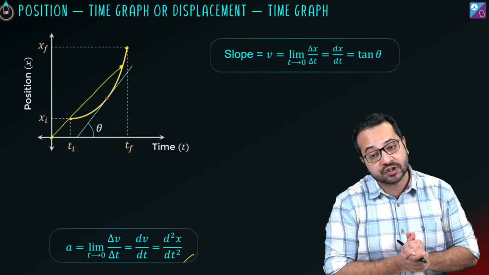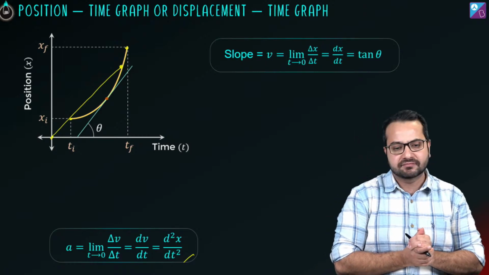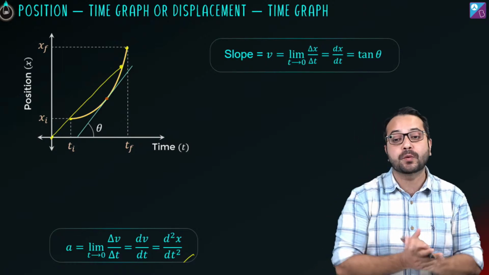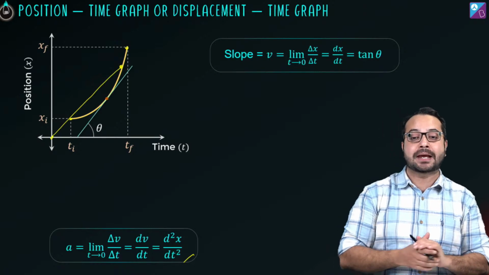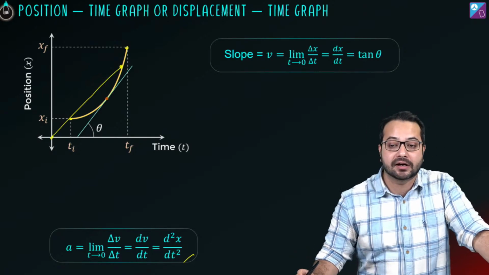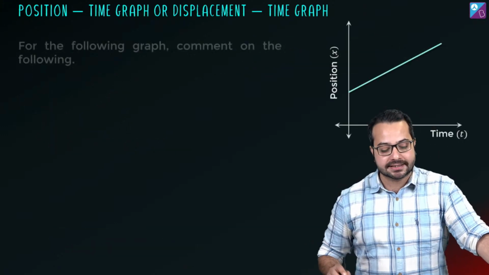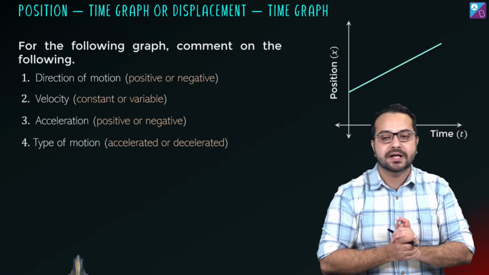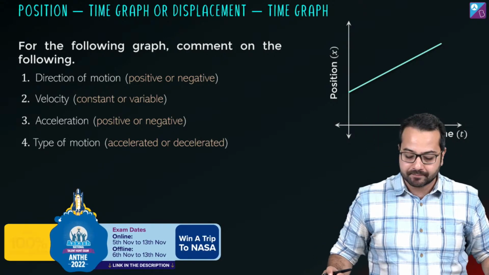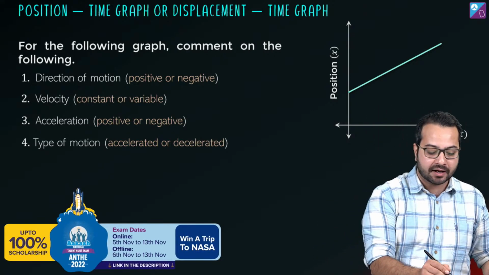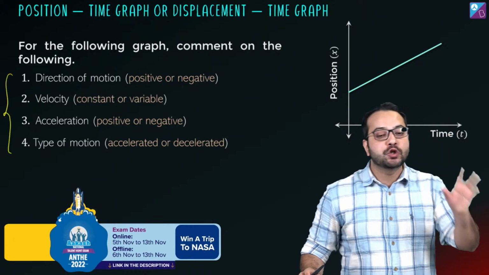So this information as well, sometimes we forget. ठीक है? So this information also we can derive from a position time graph or a displacement time graph. Is that correct? All right. Let's understand how. Okay, so what I'm going to do is I'm going to show you graphs, and with those graphs there are a few questions. So you need to tell me.